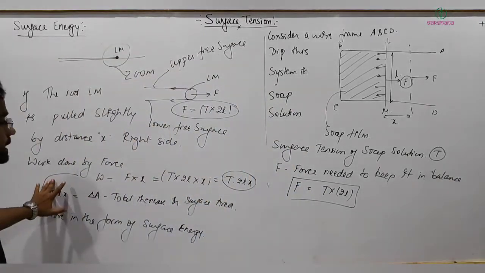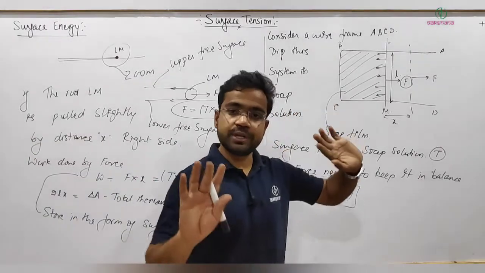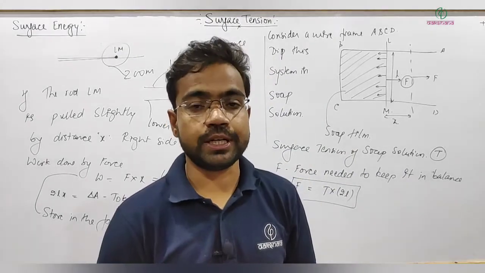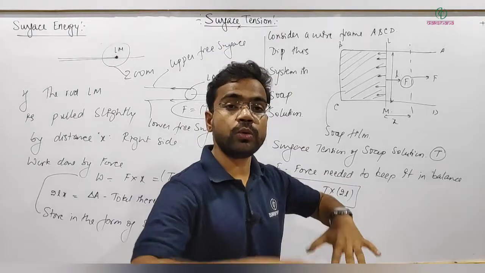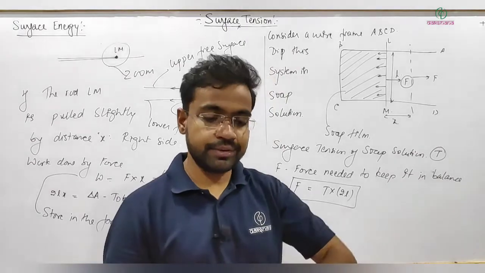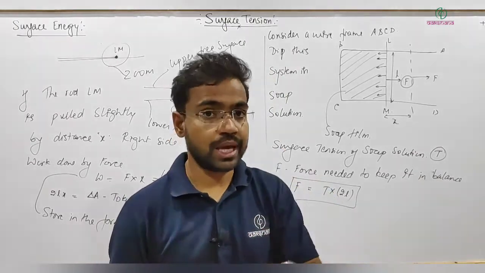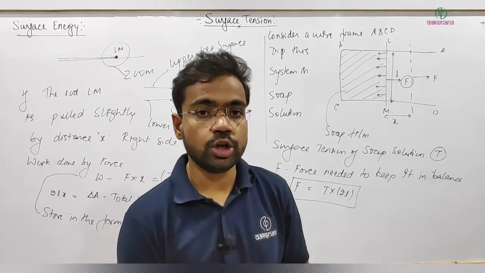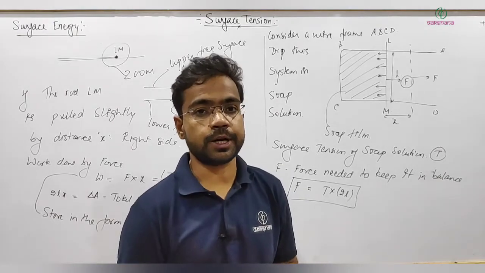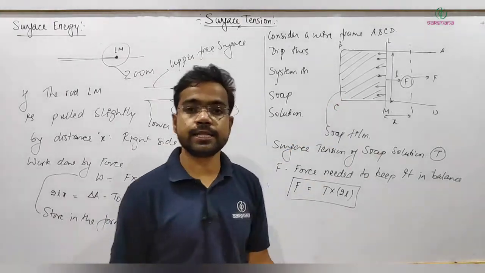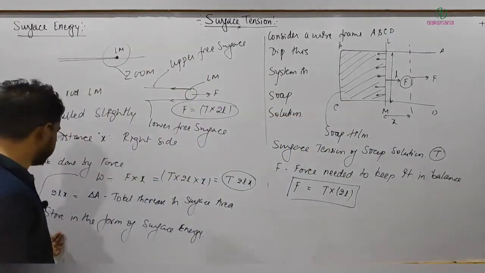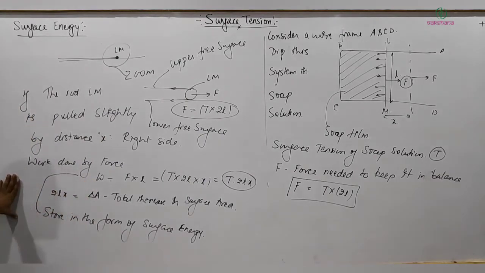So you must be clear about why, when we are increasing the surface area, work needs to be done, because we are bringing more molecules to the surface. That means we are pulling those molecules from the interior, and when we are pulling, we need to apply some force, because the intermolecular force of attraction is pulling them down. So to counter that, we need to apply some force. Force multiplied by displacement will be some work done, and because no kinetic energy change is there, it is getting stored in the form of surface energy, in the surface.